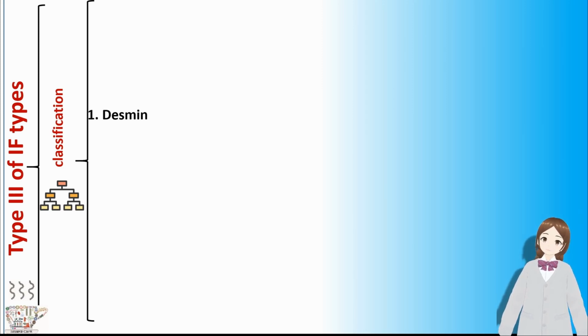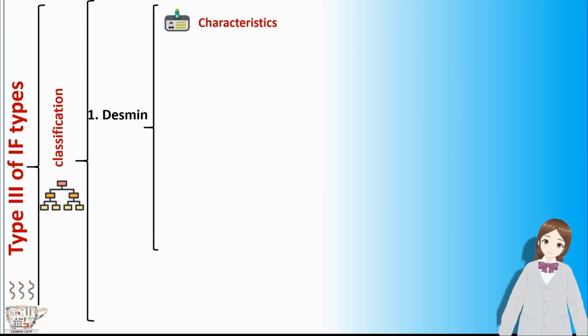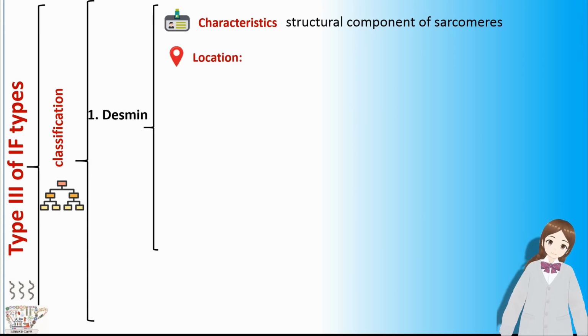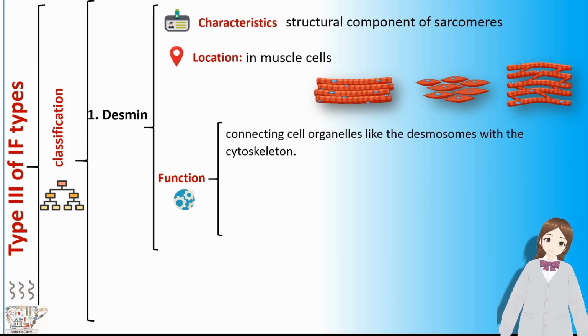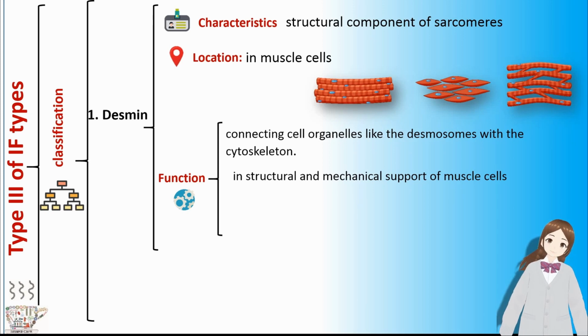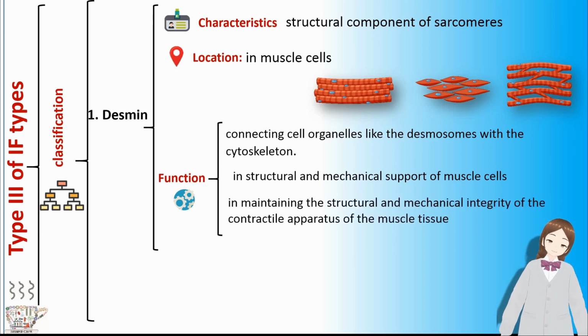The first subgroup is desmin. It's a structural component of sarcomeres. It's located in muscle cells. It plays a role in connecting cell organelles like the desmosomes with the cytoskeleton, in structural and mechanical support of muscle cells, and in maintaining the structural and mechanical integrity of the contractile apparatus of the muscle tissues.